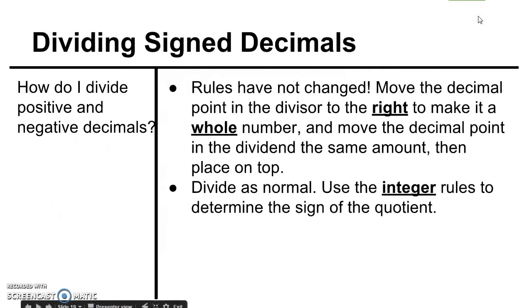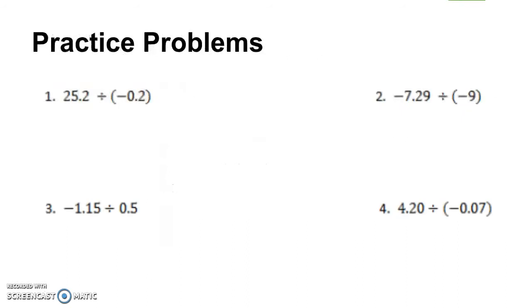All right, last thing to review is dividing signed decimals. Remember that you cannot divide by a decimal, so if we have a number in the divisor that has a decimal in it, we have to scoot that to the end of the number, and then we move the decimal in the dividend the same number of times. Let's try one. All right, let's try 25.2 divided by -0.2.